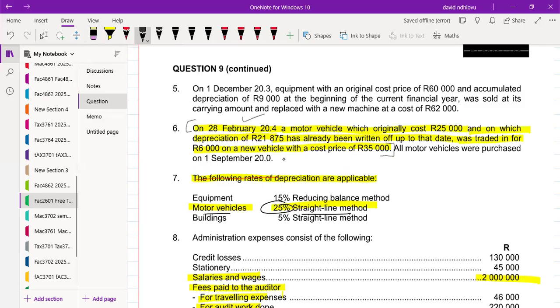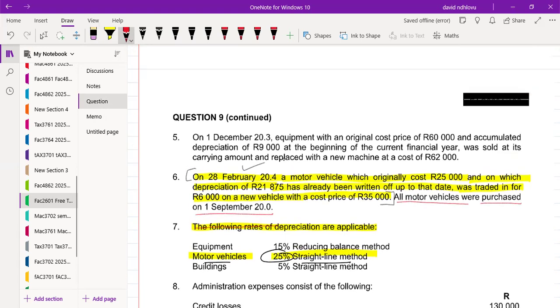So now what they are talking about here, all the motor vehicles were purchased on 1 September. They are talking about what? The old vehicles. Yeah, the wording is a little bit tricky there. So our focus then is mainly on what happened in the current year.